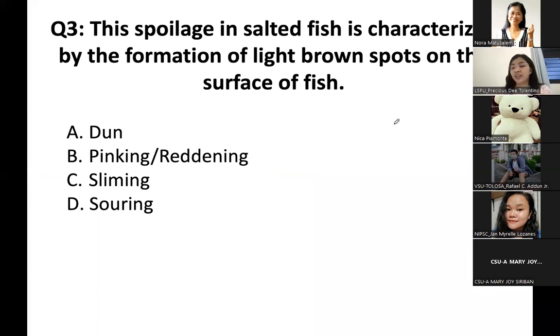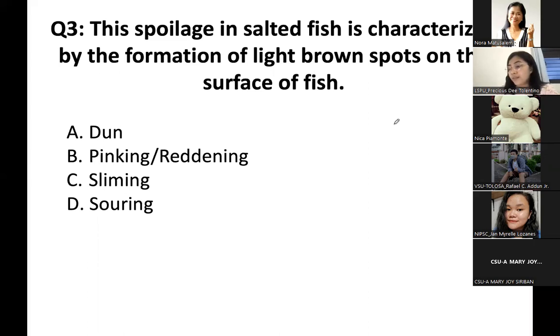So question number 3. This spoilage in salted fish is characterized by the formation of light brown spots on the surface of the fish. Letter A, dun. B, pinking or reddening. C, sliming. D, souring. So what is your answer?